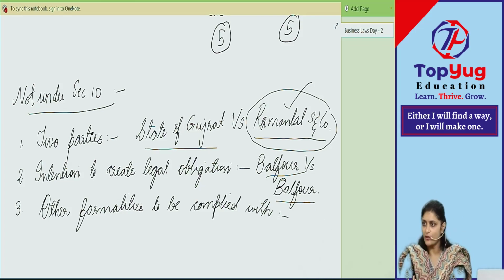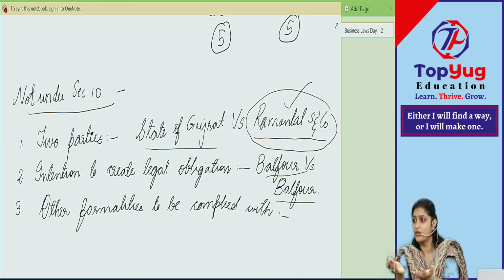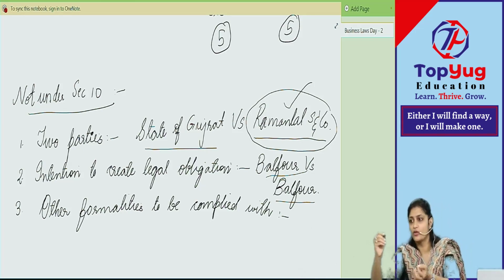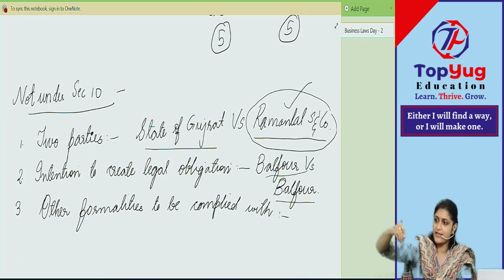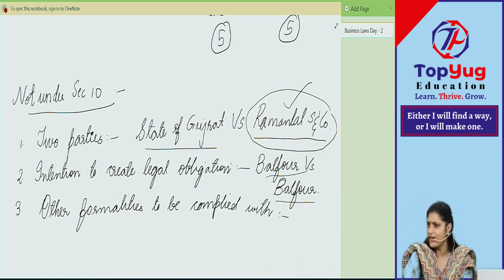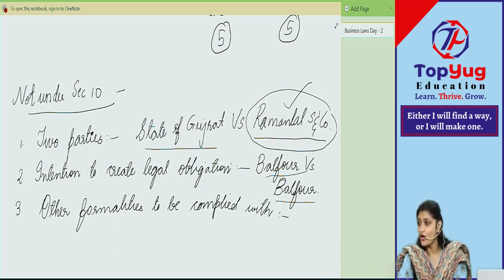Is there any agreement now? Yes, there is an agreement. There is actually a contract, a legally binding contract. Yes or no? It is a contract. Now here, is there any contract which is in writing? Do you write something and give it to the conductor, please take me to this place? Or do they write and sign? Is there any formality required? No. But is it a valid contract? Yes.